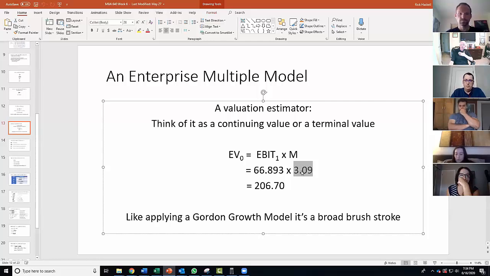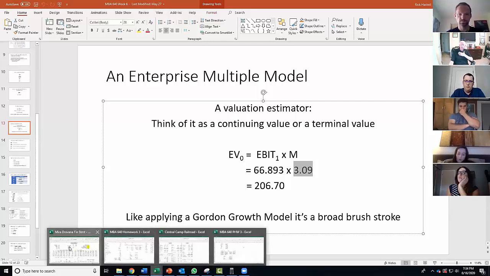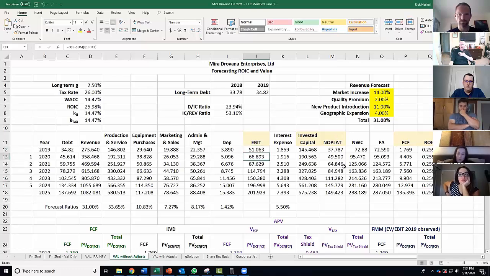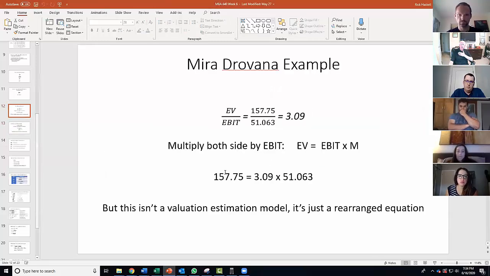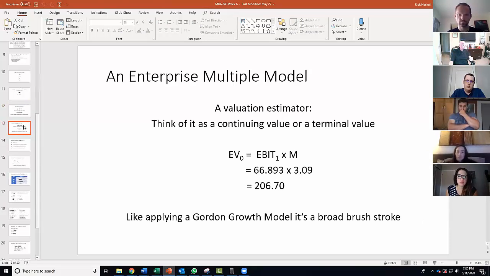If we now apply that 3.09 to the next period's EBIT of 66.893, we end up with a value of 206.7. That's greater than 157.75, right? We applied next period's EBIT, multiplied it by the multiple to come up with a new value. It's kind of like a broad brushstroke. It's kind of like applying the Gordon growth model is also a broad brushstroke. We take a single cash flow variable, free cash flow for next year, and we divide it by R minus G. That's a broad brushstroke.